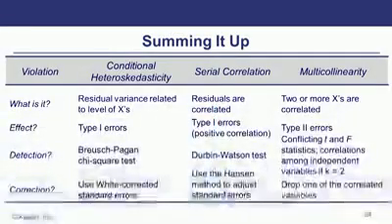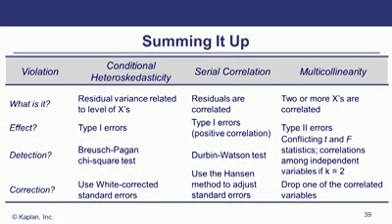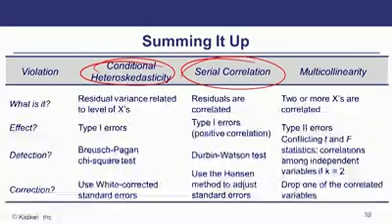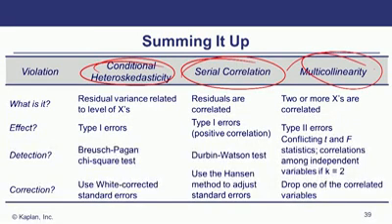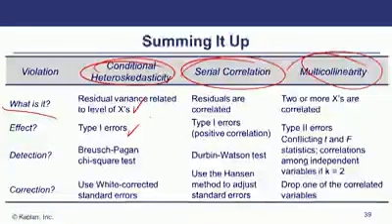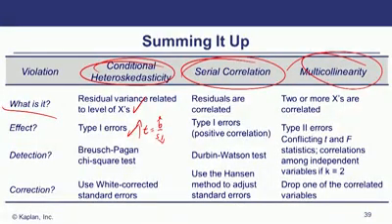So, summing it up, that's a nice little summary of what we saw in the past minutes. We have 3 violations: heteroskedasticity, serial correlation, and multicollinearity. So, what is each one of them? Conditional heteroskedasticity was non-constant variance of error dependent on the value of x. It caused type 1 errors, which was the idea that we would potentially reject a true null. And this would occur because the standard errors were too low and the t-stats were too high.